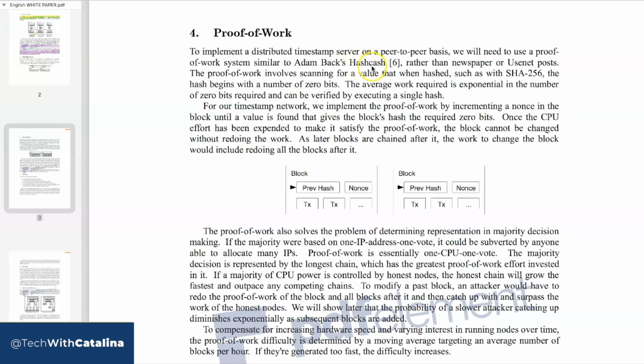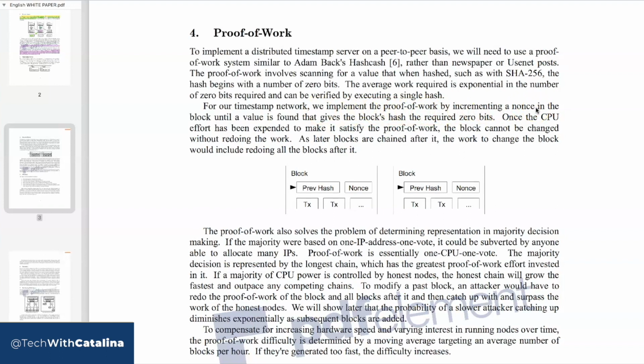Okay, so Adam Back's Hashcash, rather than newspaper or Usenet post. The proof of work involves scanning for a value that when hashed, such as with SHA-256, the hash begins with a number of 0 bits. I'm going to explain everything here. The average work required is exponential in the number of 0 bits required and can be verified by executing a single hash. For our timestamp network, we implement the proof of work by incrementing a nonce.